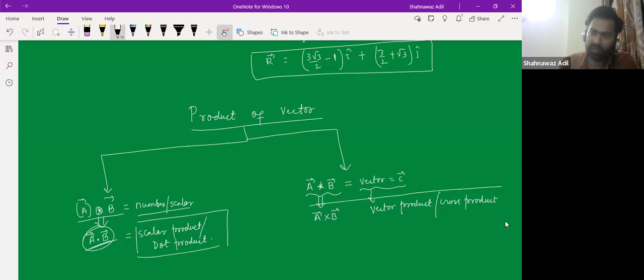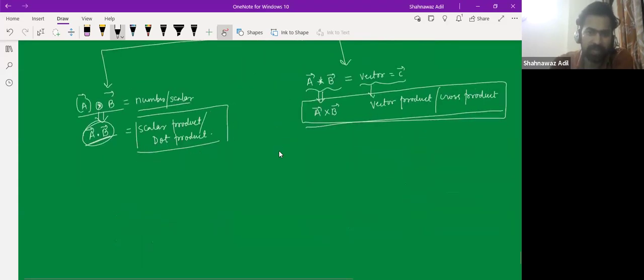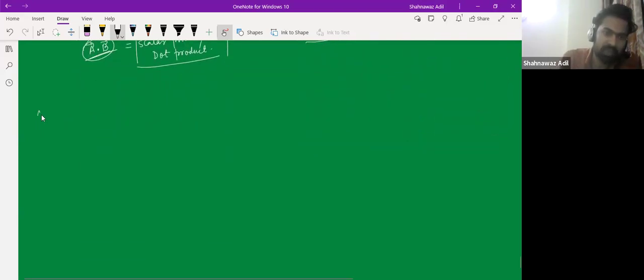When we talk about potentials, work done, and all those things, we will talk about the scalar product. When we talk about torque and angular momentum and all those things, we'll talk about the cross product. So these two vector products have different uses. First, let us understand the scalar product, also called the dot product.